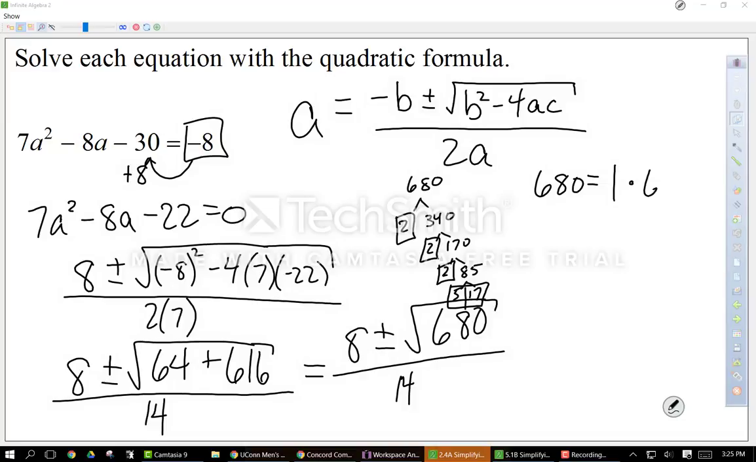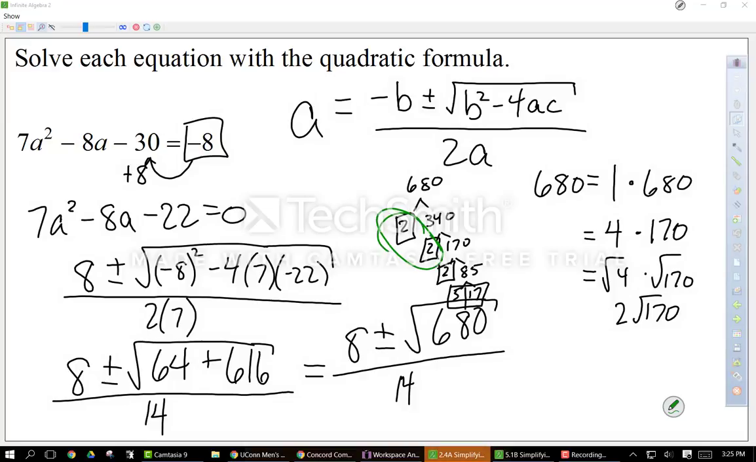So we always get 1 times 680. Then the next one is 4. 4 times 170 is going to equal 680. And if I keep going through 9, 16, 25, 36, 49, and so on, I'll realize that 4 times 170 is the highest perfect square that goes into 680. So the square root of 4 times the square root of 170, so 2 square root of 170. Same thing here with these 2's. One comes out, the other gets thrown away.